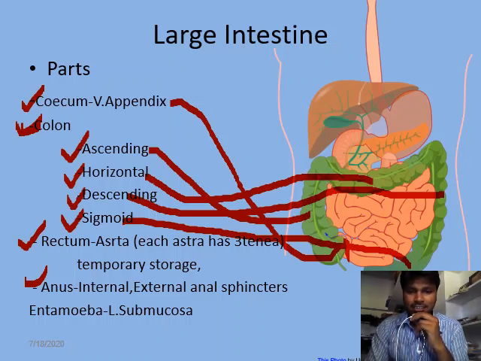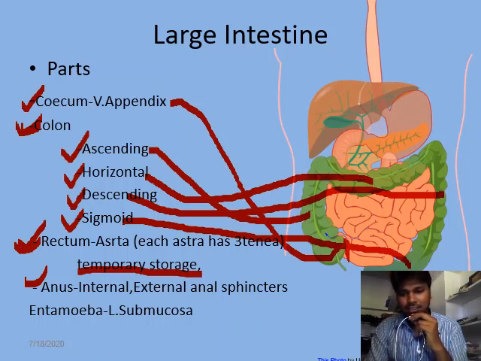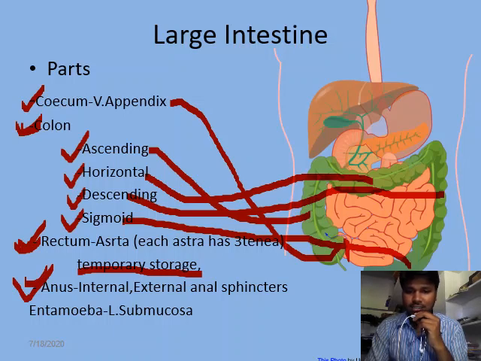Let us see next the rectum. Rectum is a temporary storage of the feces. Feces is nothing but the undigested food which has to be eliminated from the body. And the last part is called the anus, and the anus is an external opening, and it has 2 sphincters, the internal sphincter and the external sphincter.